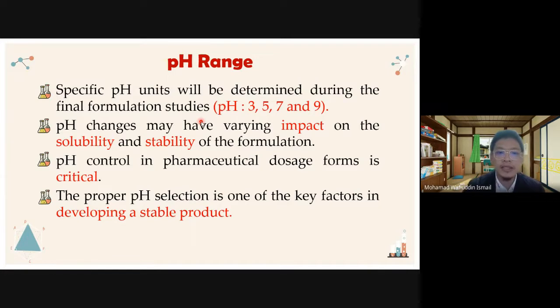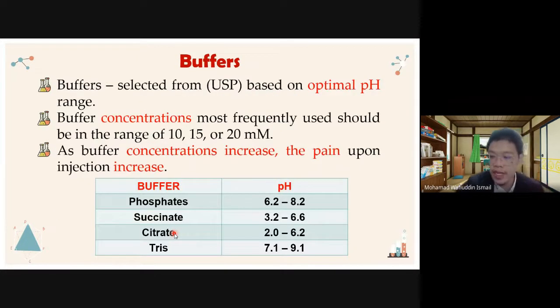pH changes may have a very big impact on the solubility and stability of the formulation. pH control in pharmaceutical dosage form is critical, and proper pH selection is one of the key factors in developing a stable product. Okay, next, buffer.